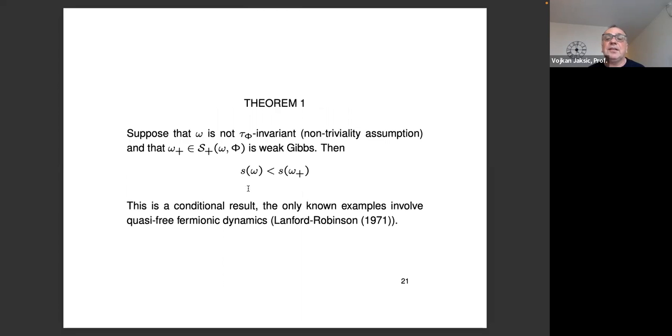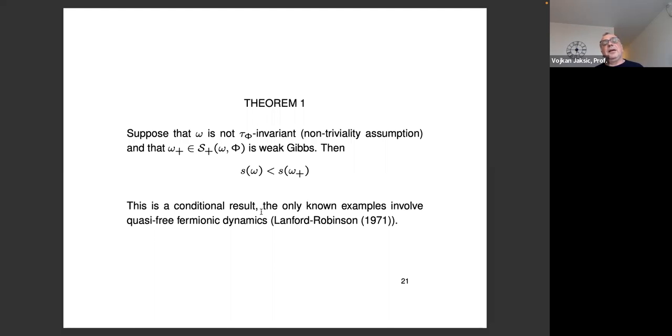Suppose that we start with a state which is not invariant under the flow, tau phi, because if it is invariant, then everything is completely trivial. There is nothing to talk about. So if the state is not invariant and we end up in some equilibrium steady state that is weak Gibbs, then the entropy has to jump: S of omega is strictly less than S of omega plus. How much, we don't know, but it has to strictly jump. So we have a discontinuity of the entropy plus infinity. But this is a conditional result, unfortunately, because I'm assuming that omega plus is weak Gibbs.